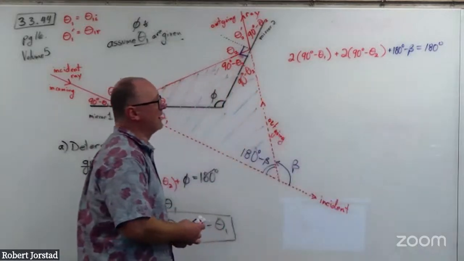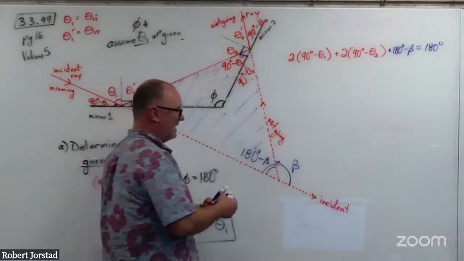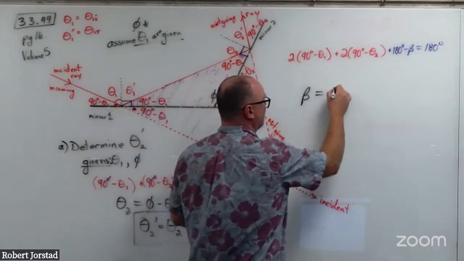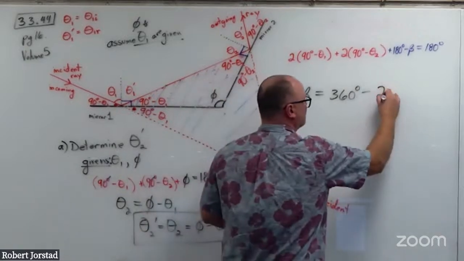And now from there, you could rearrange this and do some work. I'll let you do the algebra, but I've got the answer on the screen, so I'm going to cheat and get this video over with. You should be able to find that beta is equal to 360 degrees minus 2 phi.